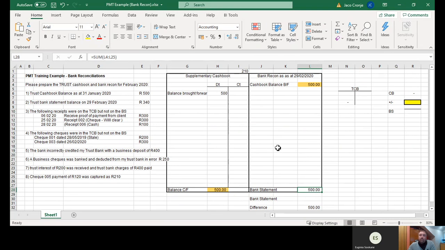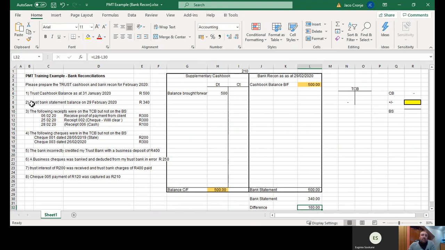Now, what we want to do is start with our cash book balance and end with our bank statement balance. So I'm going to enter my bank statement balance over there and then put a little formula in to see whether I've got a difference. What we're aiming at is that at the end of this example, that difference there will be zero.